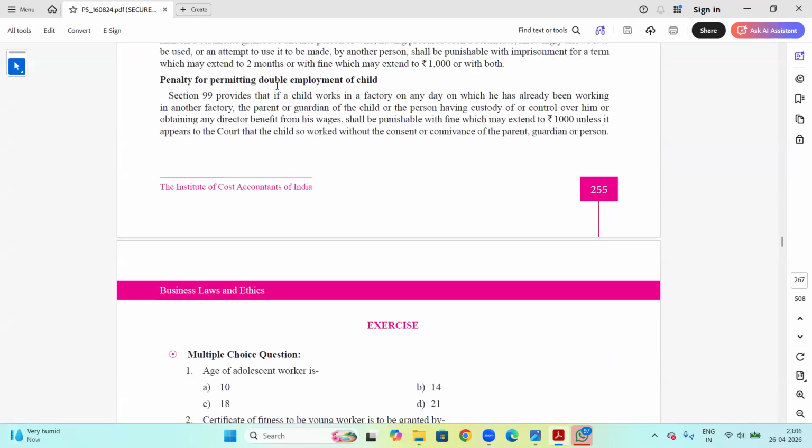If any child is permitted to do double employment, his or her parents or guardian shall be liable for a penalty up to 1,000 rupees, subject to certain conditions.